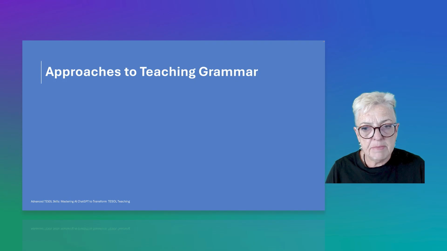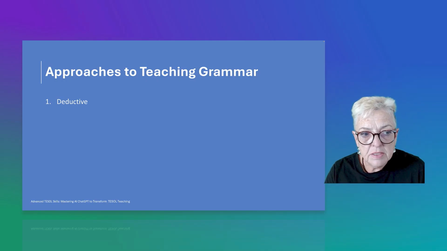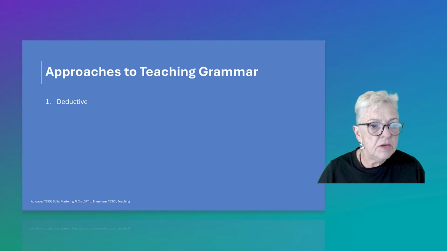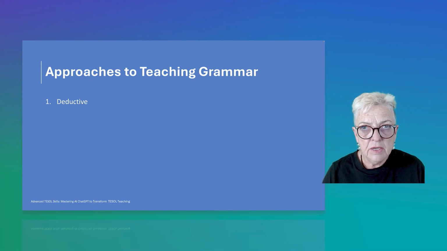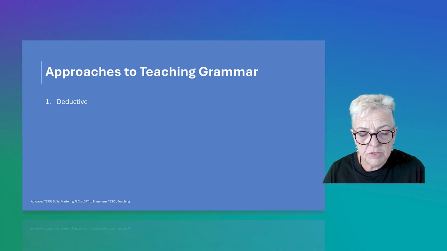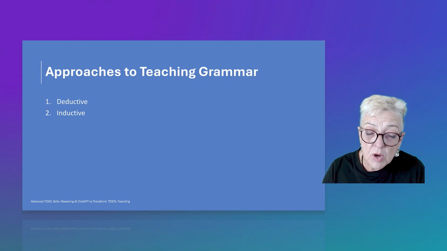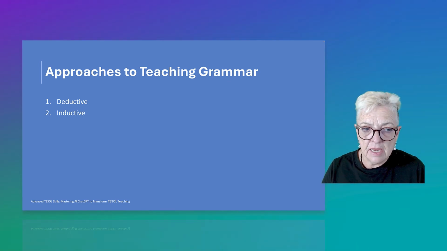So in order to get the best prompts, it helps if we know a little bit about the different approaches to teaching grammar. So deductive is the first one. You put the language on the board and identify the rules, tell the students the rules, and then ask them to try activities that show that they've understood what you've told them. Inductive is you put the language on the board and you ask the students to see if they can work out the rules.